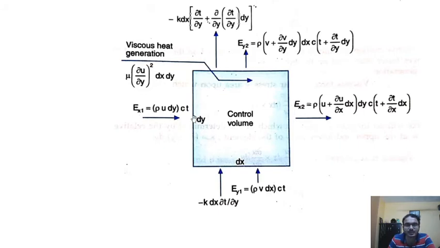Here the energy which is entering on this face dy is rho u dy into c T, that is m c delta t. If you recall our standard energy equation, m c delta t, and this is the energy efflux which is happening. Similarly, we can have the energy influx and energy efflux in the y direction also. And here this is the heat which is entering from the bottom face based on the Fourier equation, and this is the heat which is leaving from this face at the top. The viscous heat generation is given by this, that is mu into (del u by del y) squared dx into dy. We are going to discuss each and every formula in detail one by one in our derivation portion.